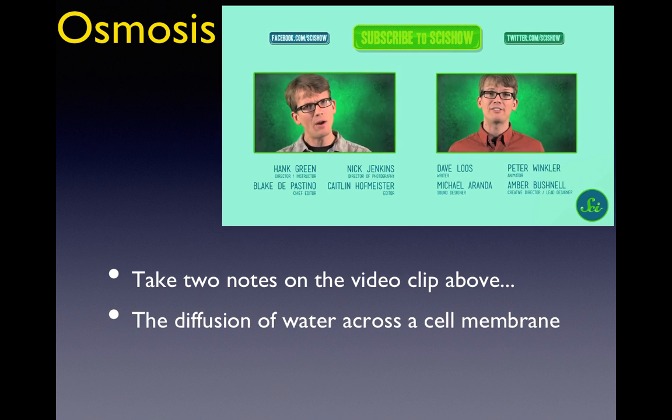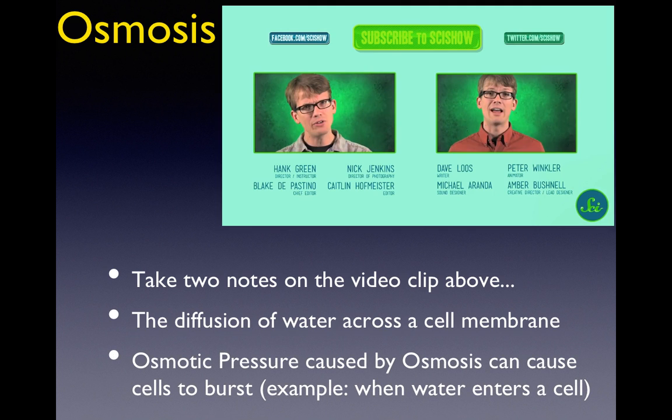That's my fault. Diffusion of water across cell membrane. So simply put, osmosis is just diffusion of water. It's just diffusion of a specific substance. Osmotic pressure is caused by, we'll wait for the bell to ring. Osmotic pressure is caused by osmosis, and it can cause the cell to burst.